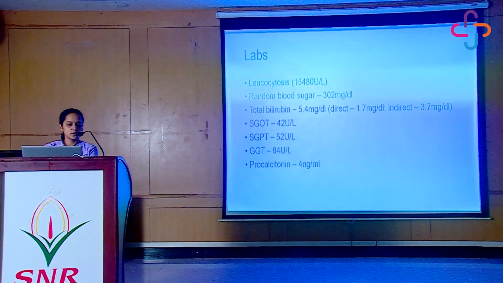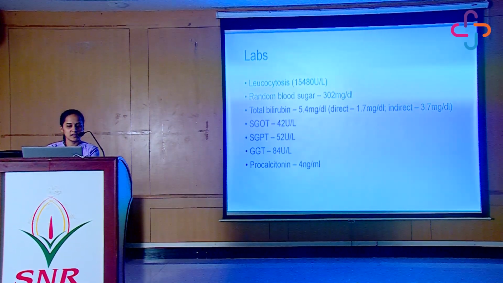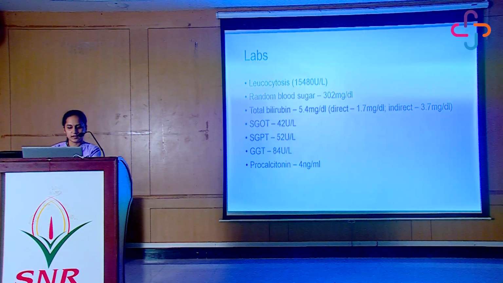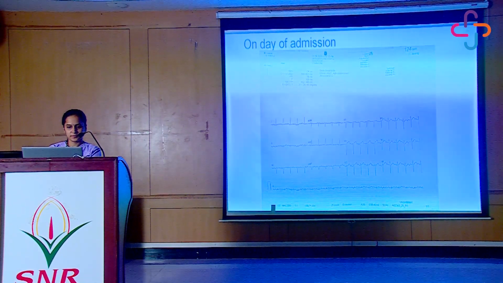So, doing the labs, we found that the patient had elevation in the total counts, around 15,480. His random sugar was 302. He had jaundice, and there was mild elevation in the liver enzymes. His procalcitonin was significantly elevated, which was 4, indicating some sepsis in the patient. So, on the day of admission, ECG was done, which did not show any significant changes.